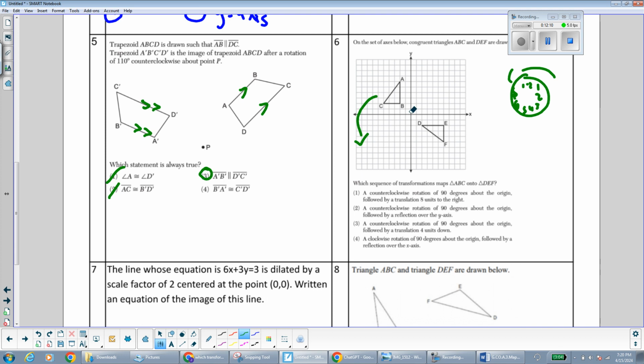So I'm going to actually do it. So 90 degrees about the origin. Here's the origin. 1, 2, 1, 2, 1, 2, 1, 2. There's B prime. 1, 2, 3, 4, 5, 6. 1, 2. One, two, three, four, five. 1, 2.